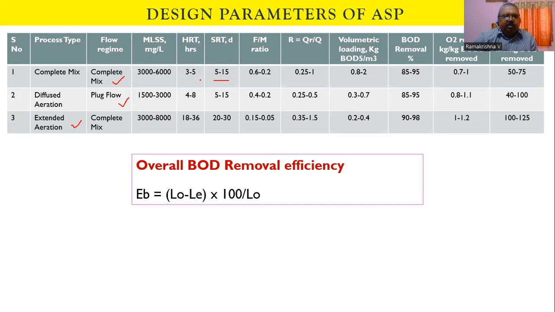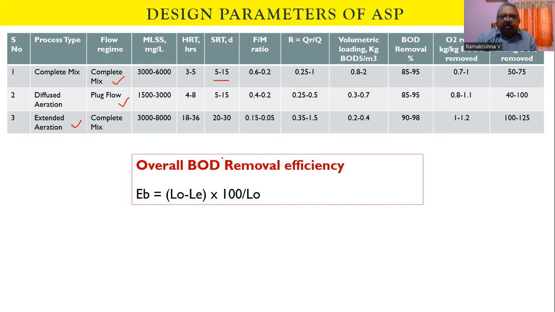That's important here. F by M ratio is 0.6 to 0.2, and then the recycle ratio is around 0.25 to 1, that is 25 to 100%. And for volumetric loading, the BOD should not be loaded too much per unit volume of the tank, so it is around 0.8 to 2. BOD removal percentage, that is the overall BOD removal percentage in terms of 5-day BOD, is 85 to 95%.